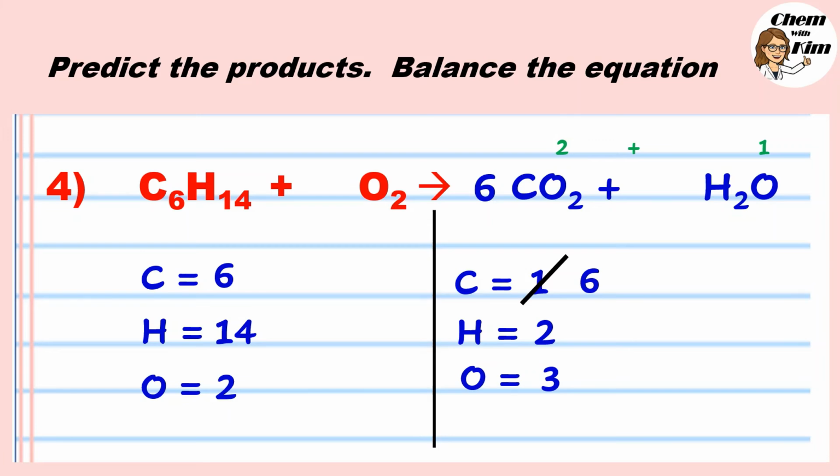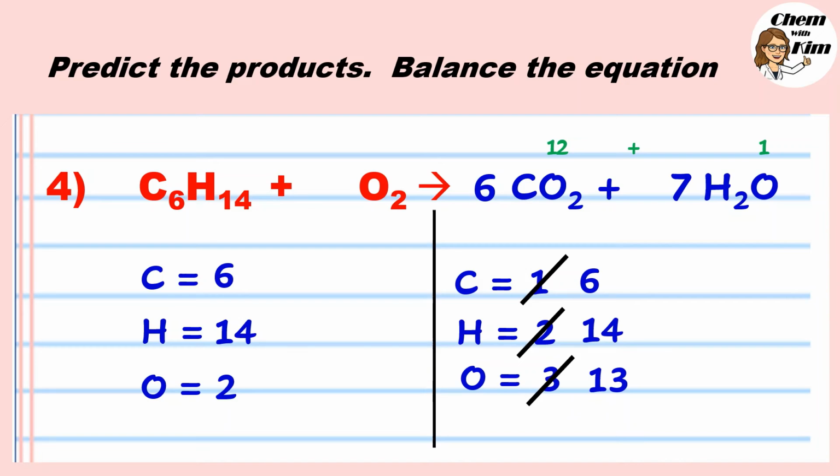I didn't just change the carbon, I also changed the oxygen here. Gives me now 6 times 2 is 12 oxygen in the CO2 plus 1 oxygen in the H2O. So now I have 13 oxygen on the product side. So if I put a 7 in front of the H2O, 7 times 2 is going to give me 14 hydrogen. And again, I changed the number of oxygen.